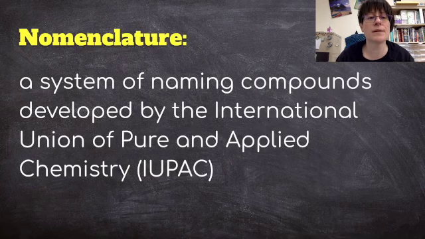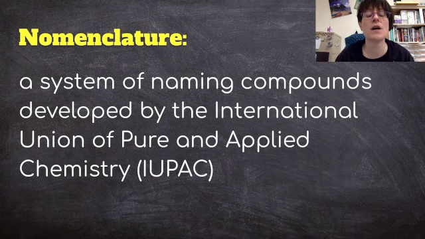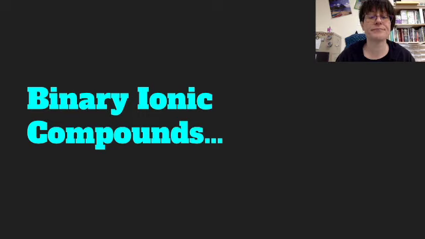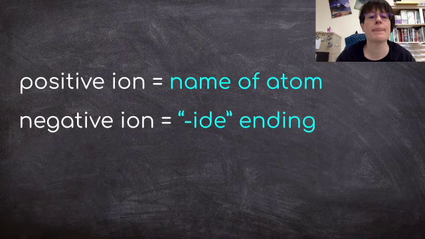So when we're naming things, it's called nomenclature, and this is a system of naming compounds developed by the International Union of Pure and Applied Chemistry, which is abbreviated as IUPAC. So let's first take a look at binary ionic compounds. And remember, these are ionic compounds that only contain two elements.